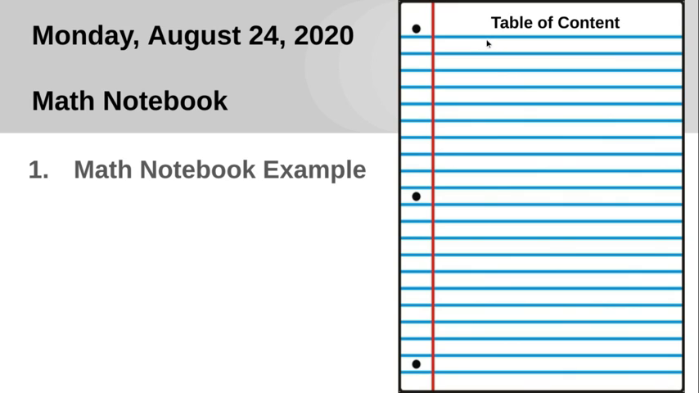So the table of contents is where we are going to do topic areas. The first thing that we did was we numbered our first line, number 1, and then we wrote math notebook example. When we wrote that, we flipped to page 1, and up at the very top in the white space, we wrote learning targets.